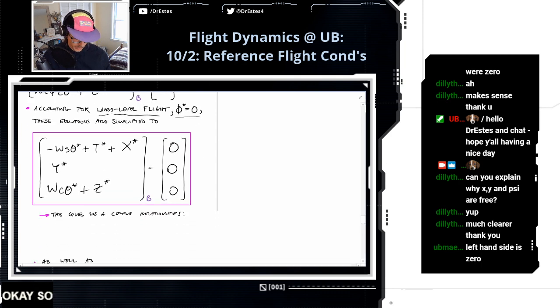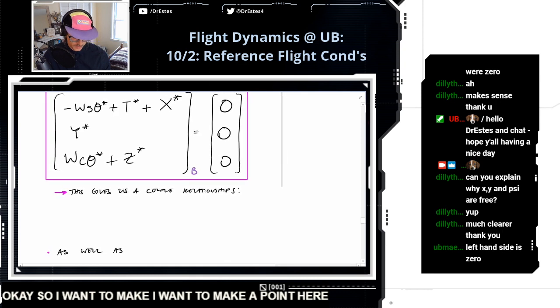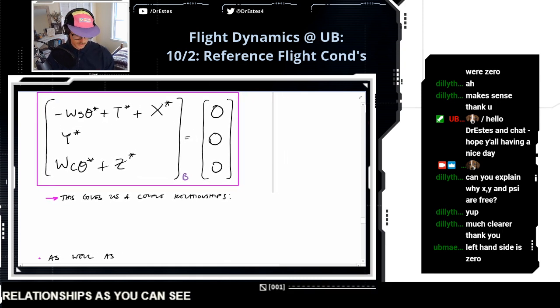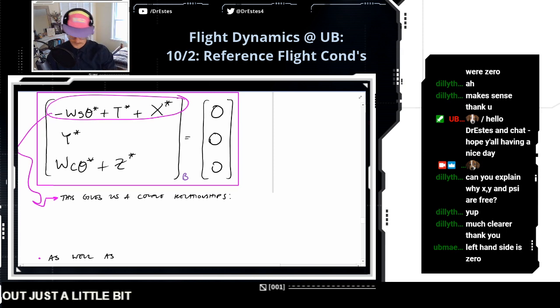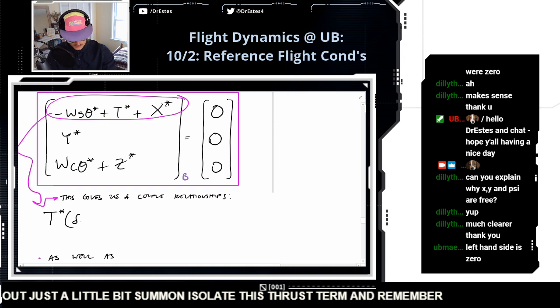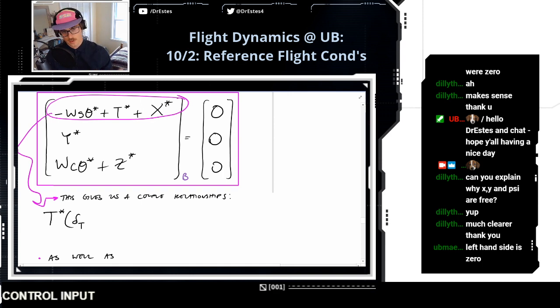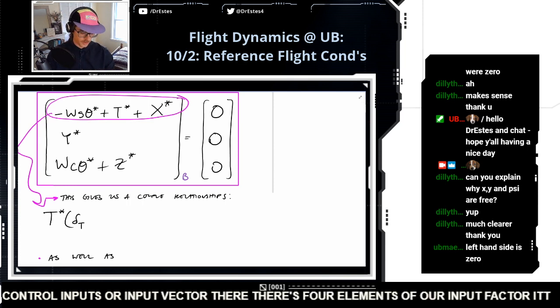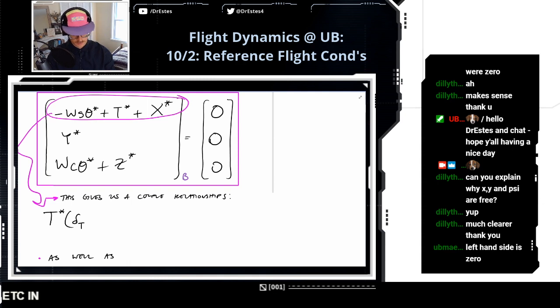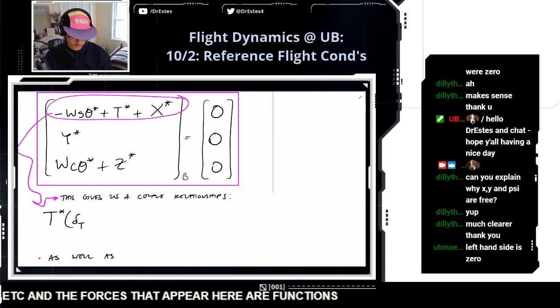So I want to make a point here. This gives us a couple relationships, as you can see, but I want to show this first one, and expand it out just a little bit. So I'm going to isolate this thrust term, and remember, we have some control inputs. So our input vector, there's four elements of our input vector, like DT, etc. And the forces that appear here are functions of those.